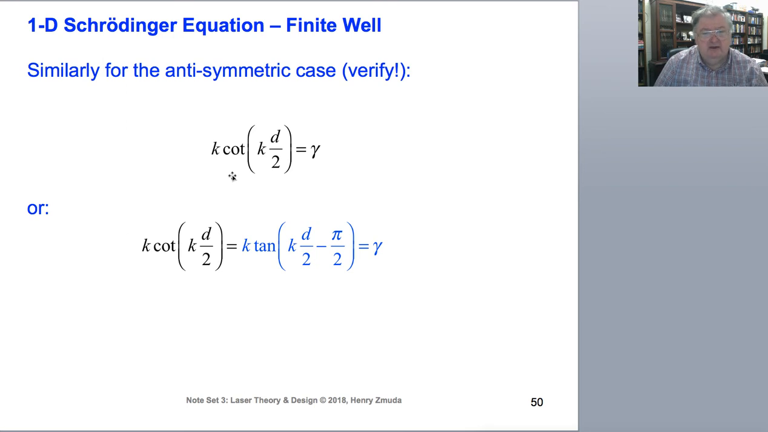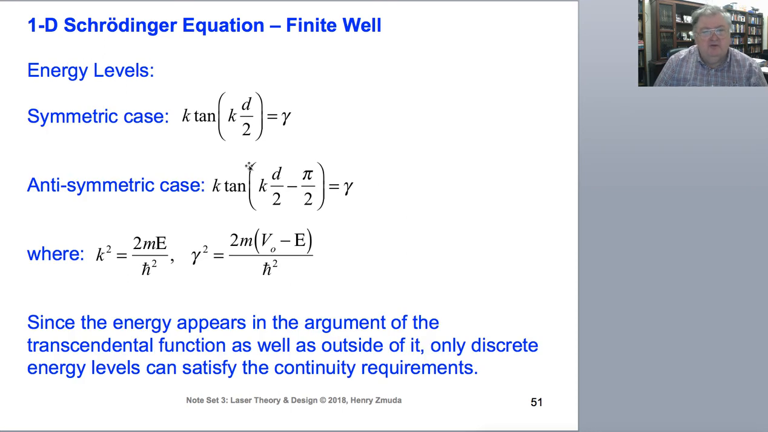But for the antisymmetric case, you get similar but a little bit different: k cotangent kd over 2 is equal to gamma. And what most people do is use the identity that the cotangent of x is the tangent of x minus pi over 2, and that's what I did, and write it that way. So here, as a summary, we solve for the energy levels for the symmetric case via this equation, and for the antisymmetric case via this equation, and you're solving for energy levels.